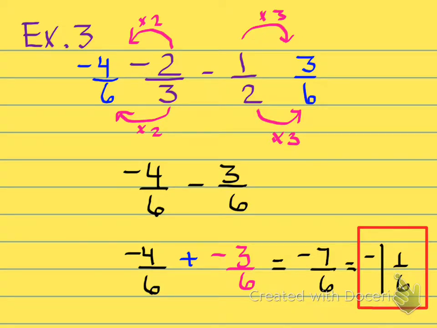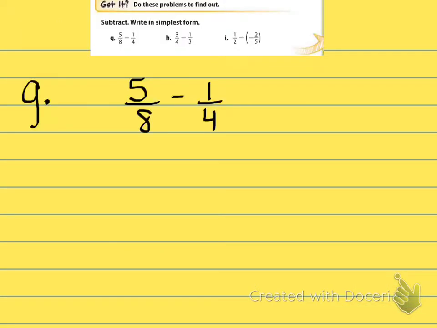So now you want to try G, H, and I on your own. So here you have 5/8 minus 1/4. And you know that 8 is going to be the number that they both fit into. And now to get from 4 to 8, you're going to multiply by 2.